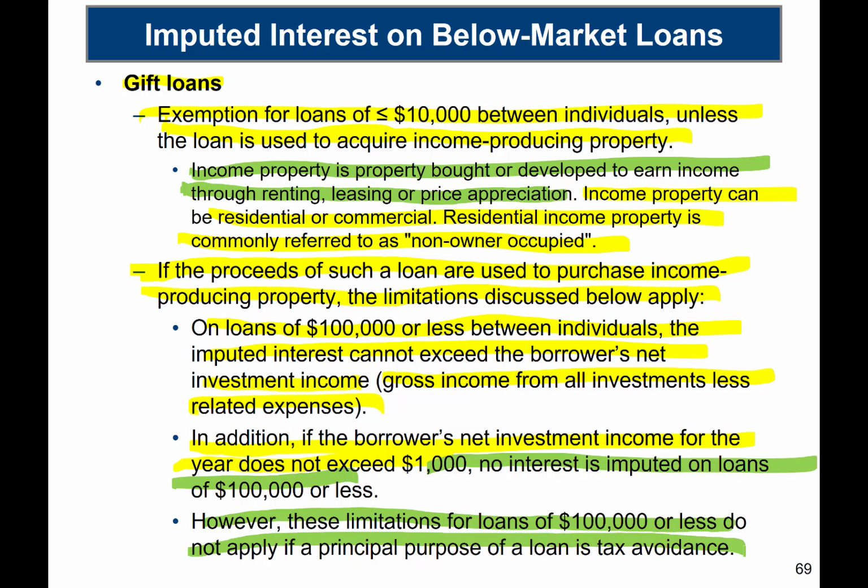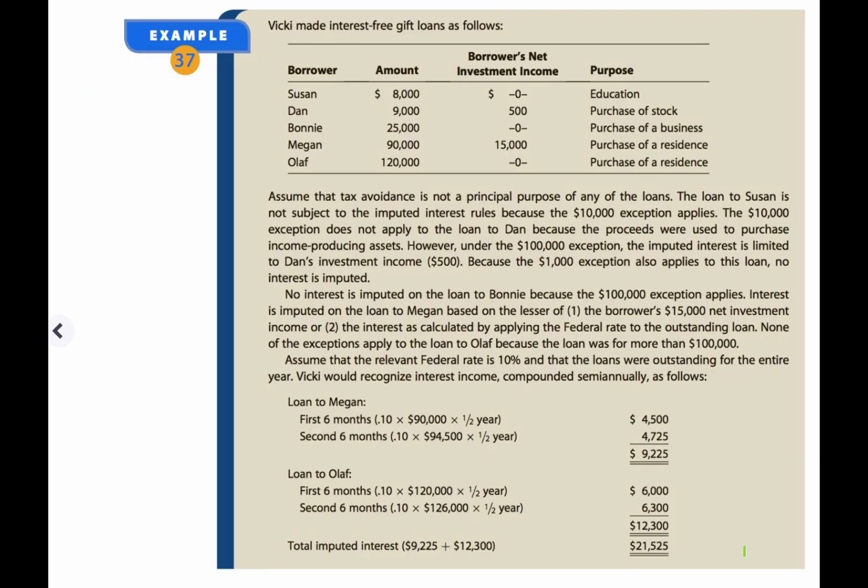Okay. So you come over and you take a look at these examples here, and we have assumed tax avoidance is not the principal purpose of any of those loans, so they're taking that off the table. The loan to Susan is not subject. Well, let's look at Susan's loan.